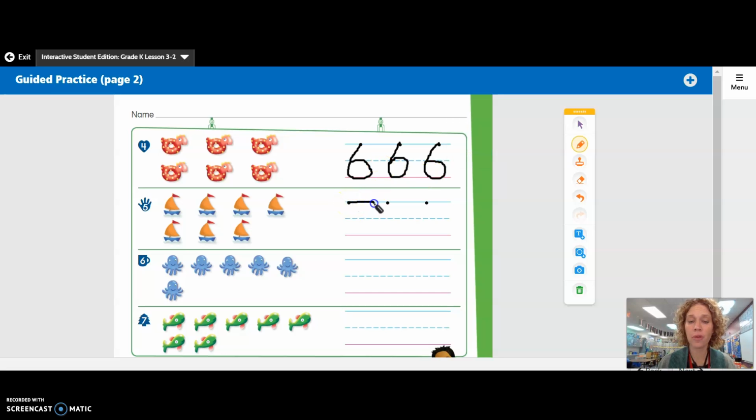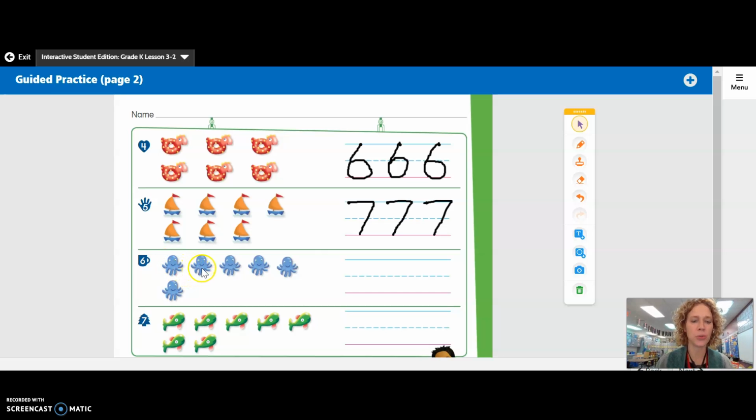Little line across, big line slides down. Fabulous job. All right, let's keep going. Counting is fun. What do you think these are? Did you think they were octopus? I think so. Let's go ahead and count them.